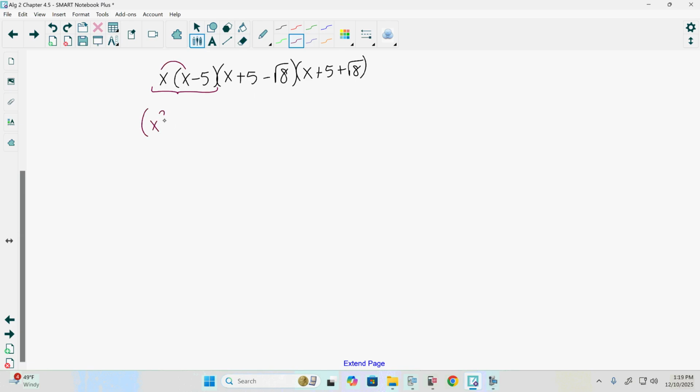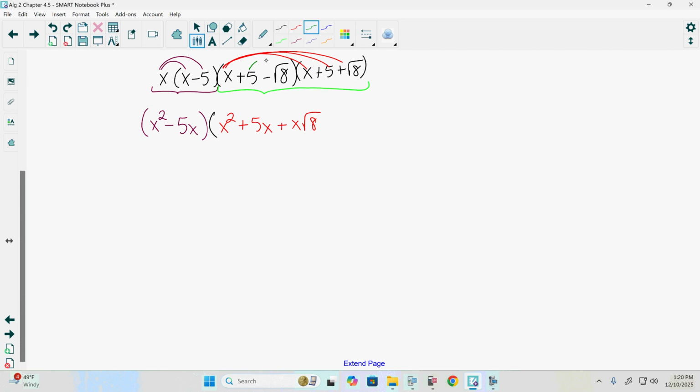Well, x times x is x squared. x times negative 5 is negative 5x. That's fine. But I can also multiply these two together at the same time, because we're not distributing something over multiple, we're not misgrouping it. We're just doing two separate multiplications at the same time. Now x times x is x squared. x times 5 is plus 5x. x times the square root of 8 is plus x square roots of 8.